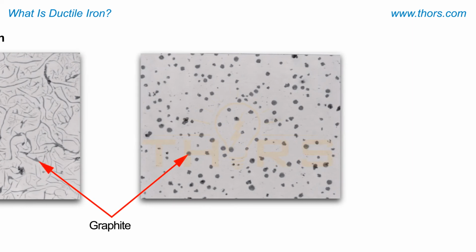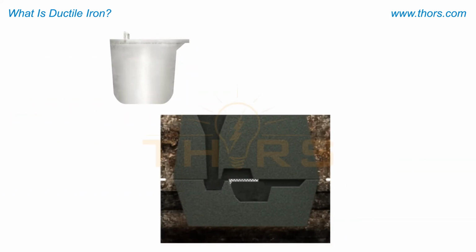By contrast, here is a ductile iron with the graphite in spherical or nodular form. This matrix is continuous, and although it lacks the vibration damping characteristics of gray iron, it provides ductile iron with excellent ductility and strength. Another important processing step for ductile iron and other cast irons is inoculation.